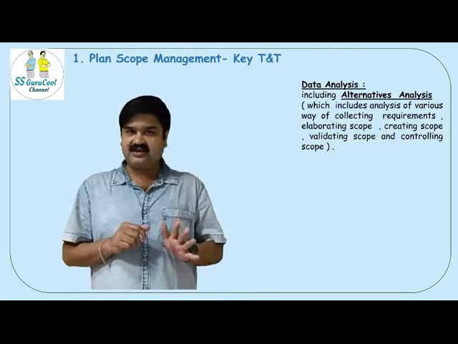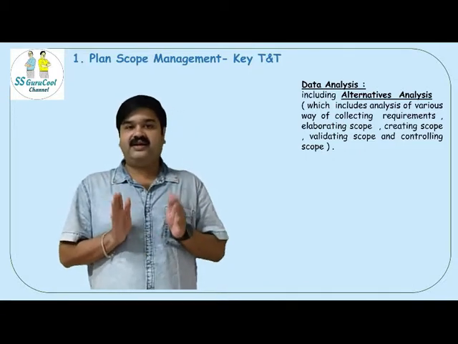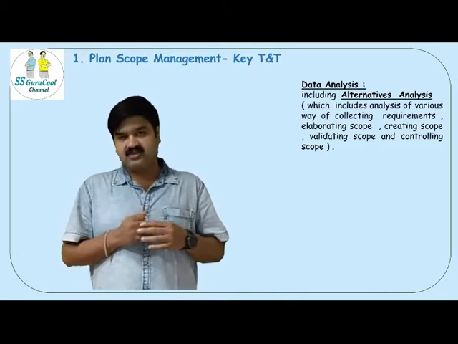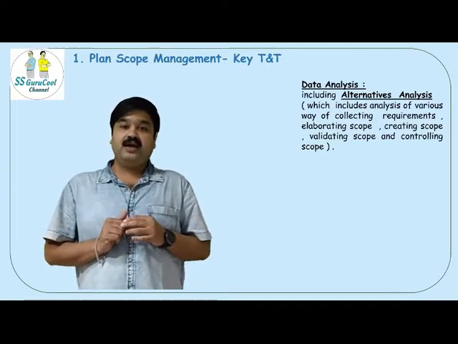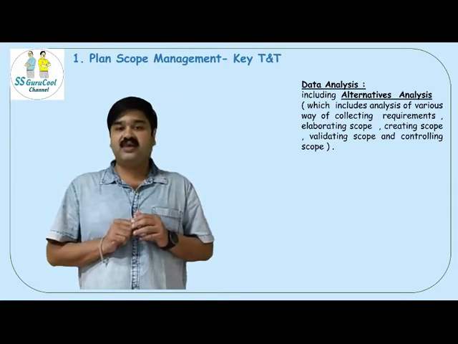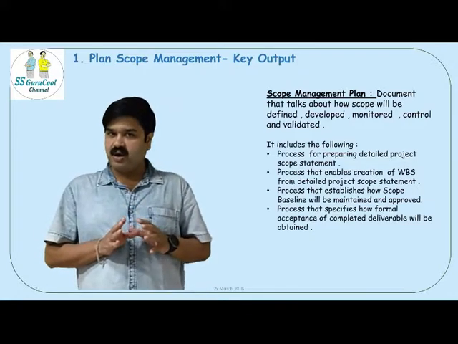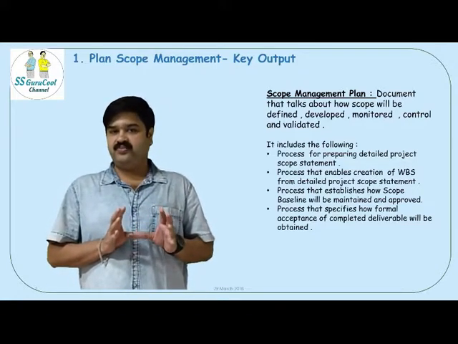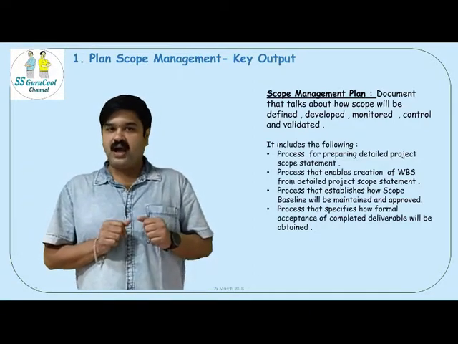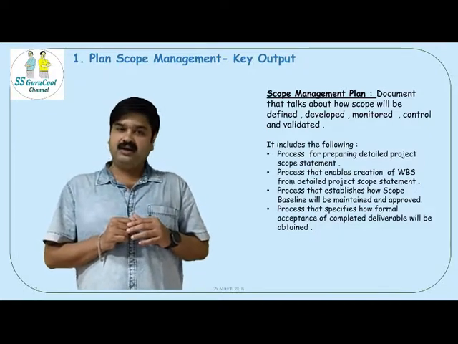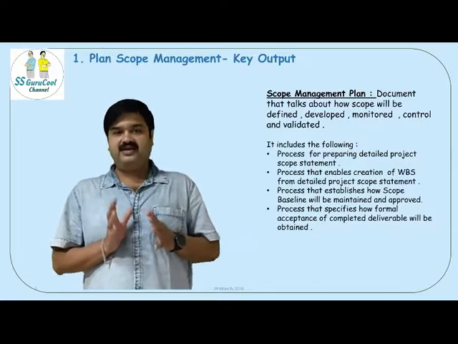So this process is called alternative analysis, which is a part of data analysis, and is a key tool and technique for planning the scope management. The scope management plan is one of the key outputs of this process, Plan Scope Management. It is a document that talks about how we go about defining the scope, monitoring the scope and controlling the scope, and more importantly how we will get the scope accepted.